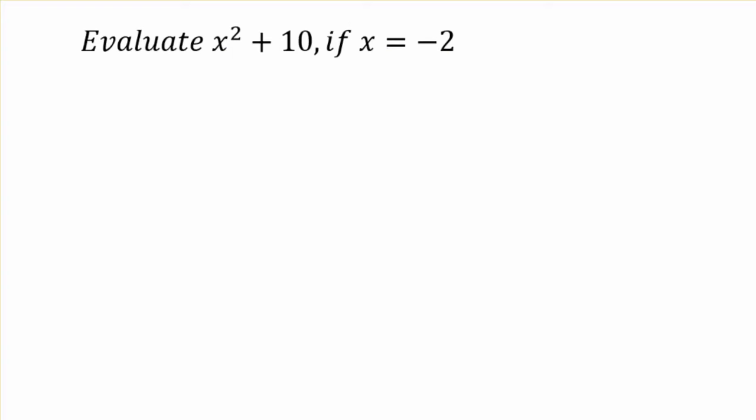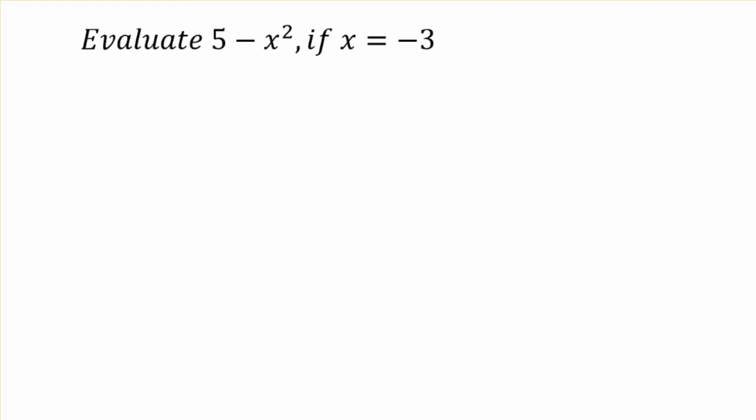Let's try another one. Again, we're going to plug in a -2 for the x. Put that into parentheses to remind yourself that you square what's in parentheses. -2 times -2 is going to give you a positive 4. Add that to 10 and you get 14.